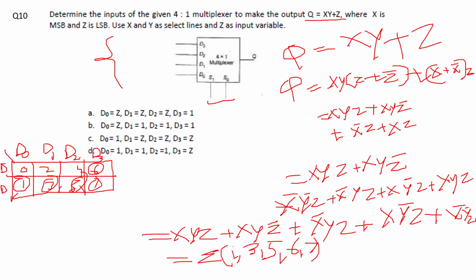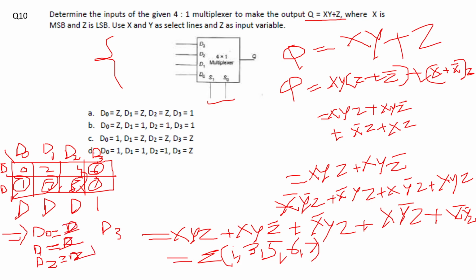So here this is encircled, so it will be D. Here this is encircled, it will be D. Here this is encircled, it will be D, and this will be 1. So that means the input combination should be like this. Okay, this is Z, sorry, this is Z. So D0 equal to Z, D1 equal to Z, D2 equal to Z, and D3 equal to 1. So option A is our correct answer.